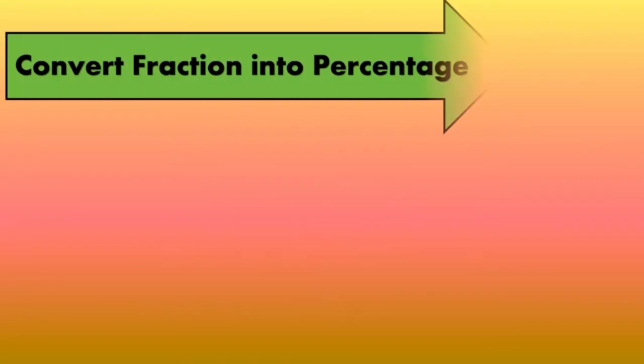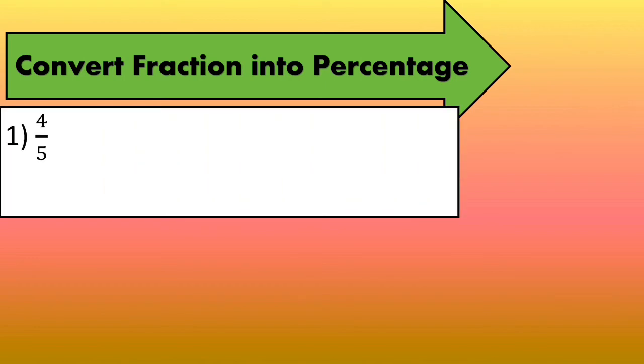After this, here we will learn how to convert fraction into percentage. To convert a fraction into percentage, always remember one thing: we have to make the denominator how much? 100. Then we can write it as a percentage. The first sum is 4 upon 5. Here the denominator is 5. To make 5 into 100, what will we do? By which number will we multiply? In the 5 table, 100 comes in how many times?